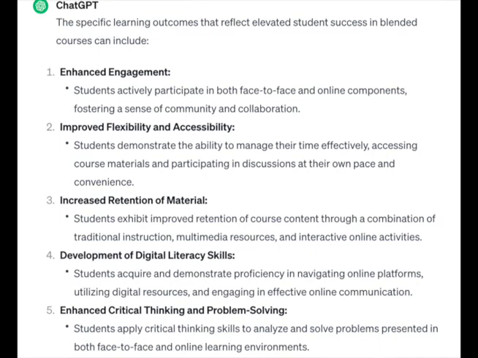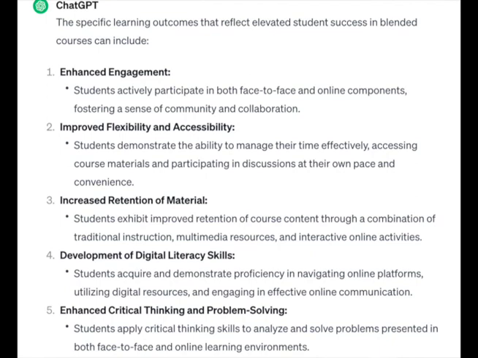But that's not something that's going to automatically happen. That's something that will be left up to the instructor. All right, number 2, improve flexibility and accessibility. Students demonstrate the ability to manage their time effectively, accessing course materials and participating in discussions at their own pace and convenience. That may not necessarily mean that they're managing their time effectively. I think this kind of setup gives students the opportunity to learn that and to hone those skills. So that's, I think, absolutely accurate.